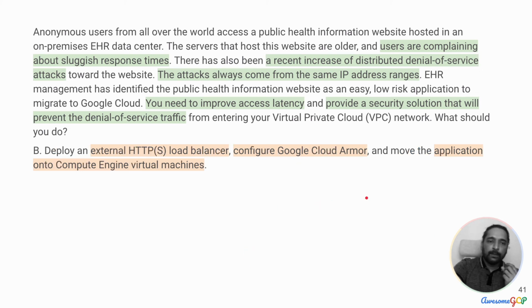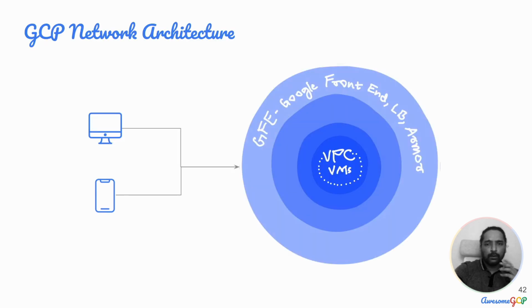Now let's look at option B. So option B says deploy an external HTTPS load balancer, configure Google Cloud Armor, and move the application onto Compute Engine virtual machines. We already saw how the HTTPS load balancer works. It has got a presence all across the world, and it is going to sit on the Google front end. So just to get back to where we left off in the earlier case, there is a series of concentric circles you could think of within the Google network, and one of the first points where the traffic hits is the Google front end before it gets transmitted into your virtual machines within the VPC that you have created.